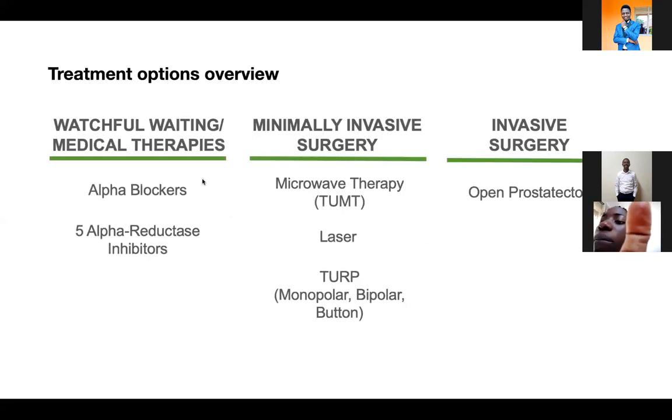And then this is just an overview of the treatment options that we have for these patients. So we have, just in summary, the watchful waiting. We have minimally invasive surgery, and then we have invasive surgery, which is open prostatectomy. So that brings me to the end of my presentation.